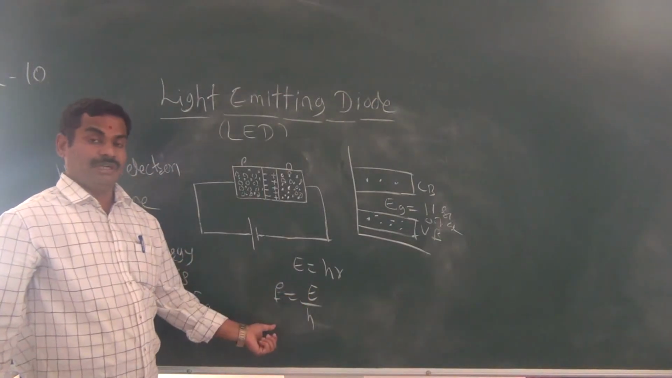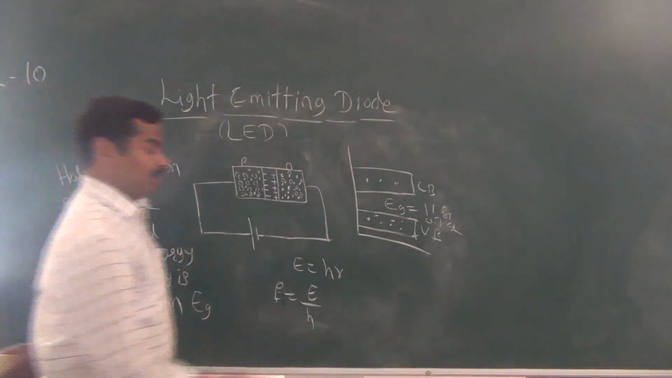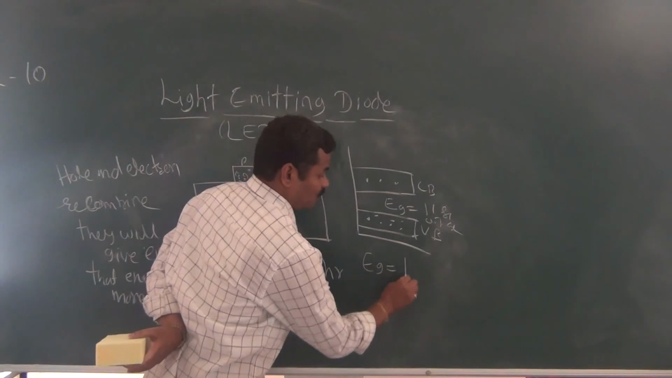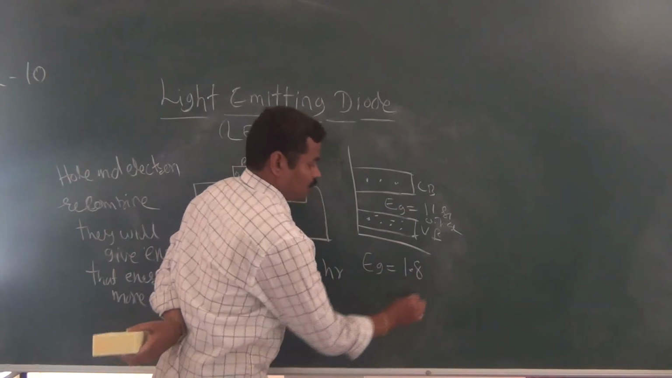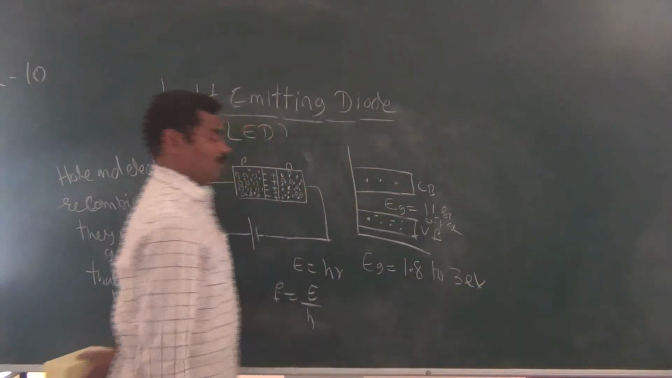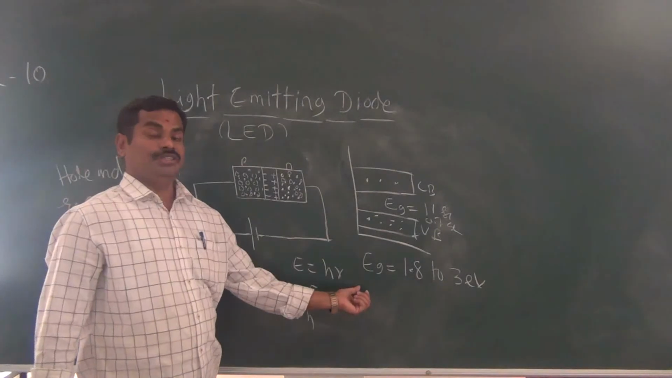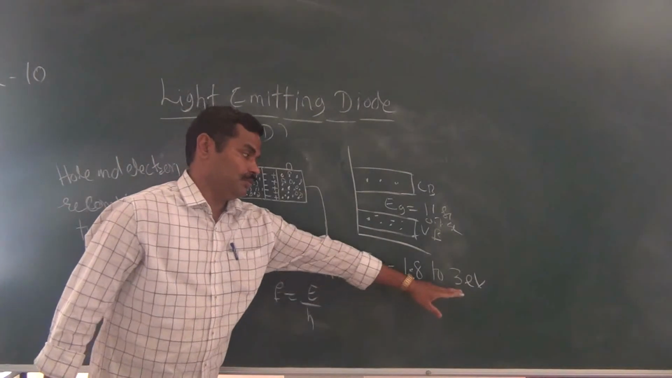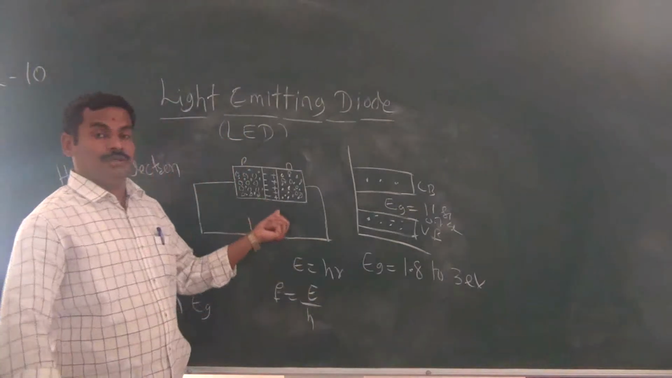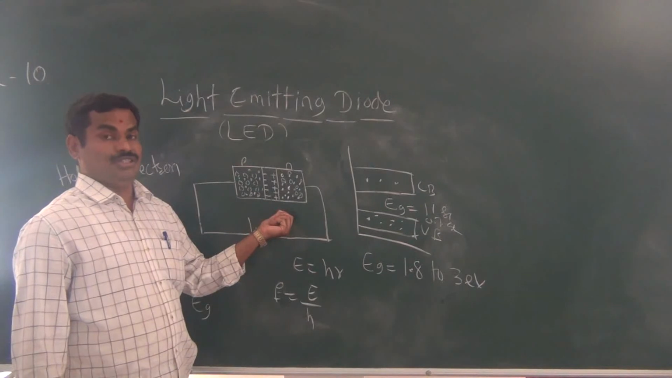The frequency of light depends on the energy gap. It means you have to use a semiconductor whose energy gap should be more than 1.8 to 3 electron volt. Only that type of semiconductor will emit light as energy whenever the electron and hole recombine.